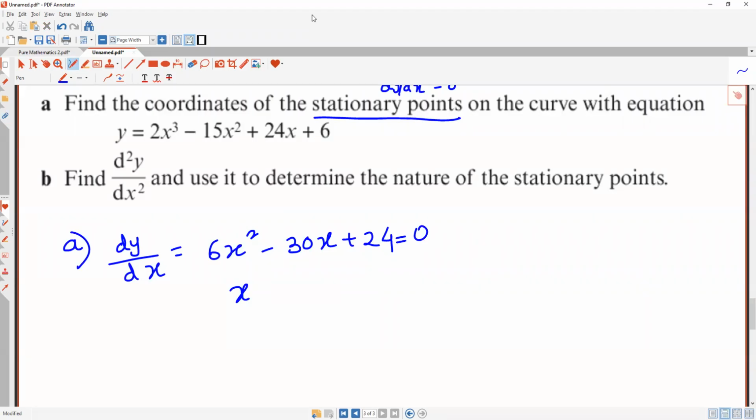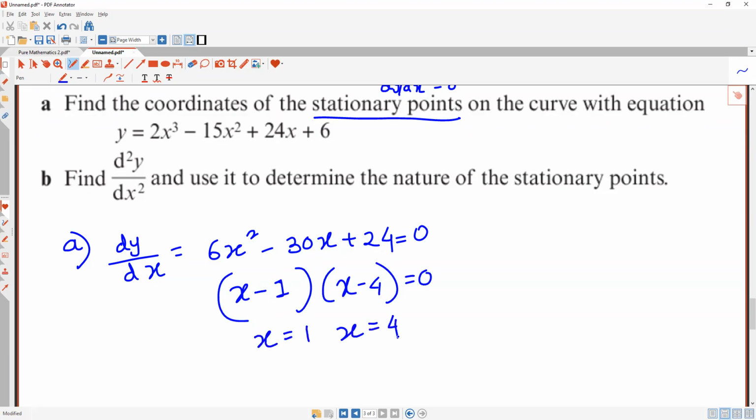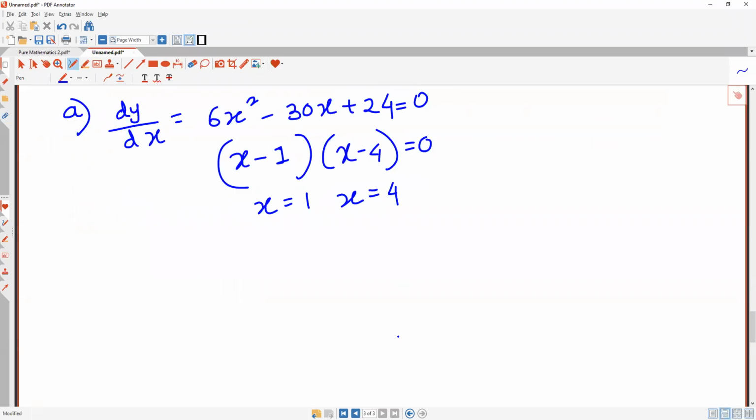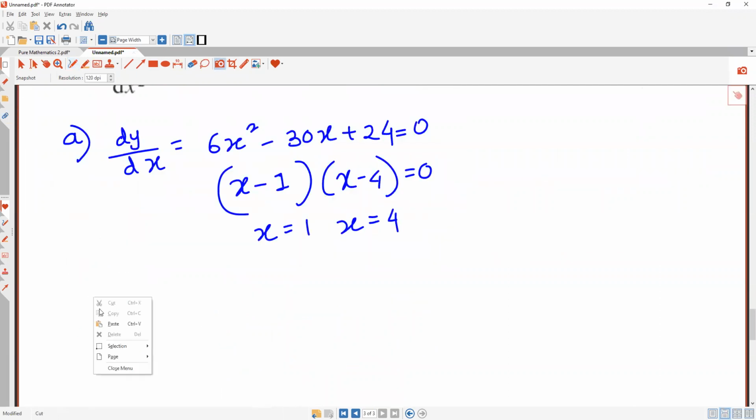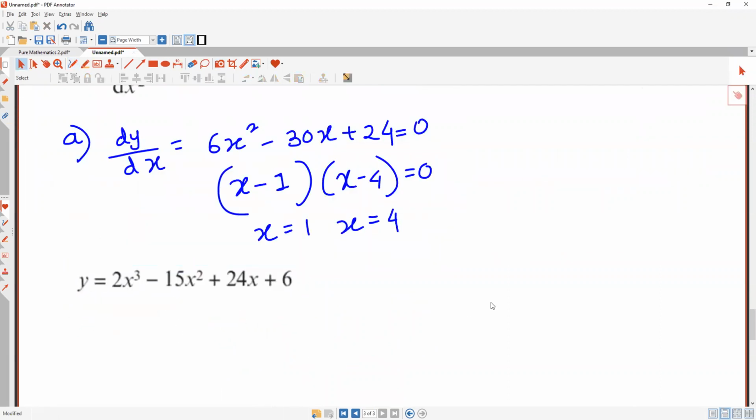Wait, let me check. Muntasir is sending now. Okay, so x minus 1, x minus 4. If you solve the quadratic equation, therefore your x equals 1 and x equals 4. Remember that. Okay, now these are your x values. Now you have to find the coordinates, so for that you have to find your y values. Now to find y values, you need to write the equation twice.